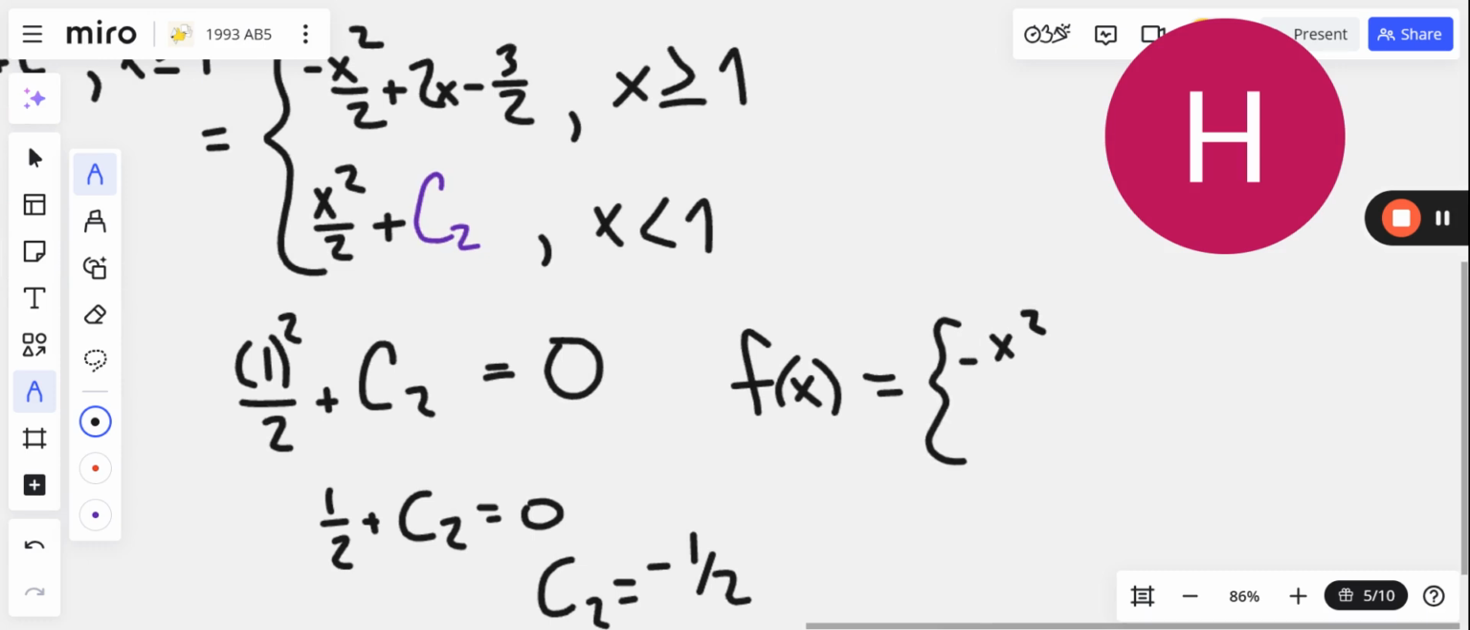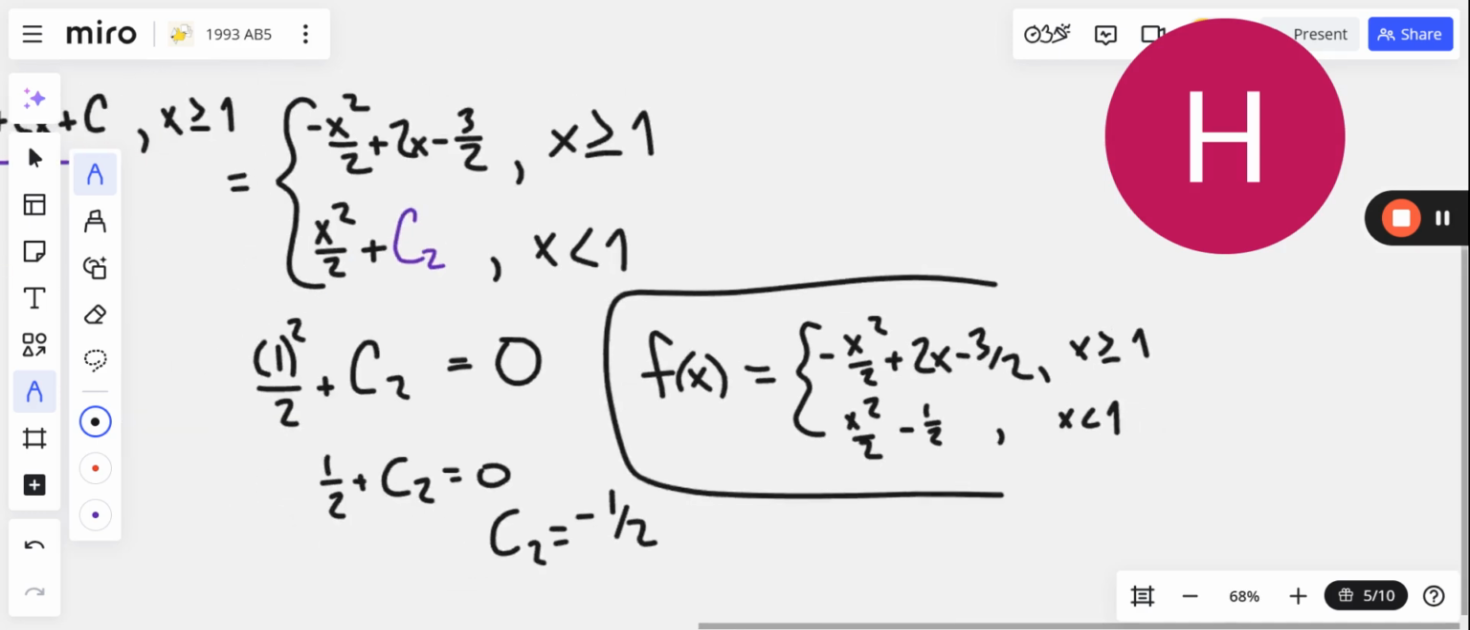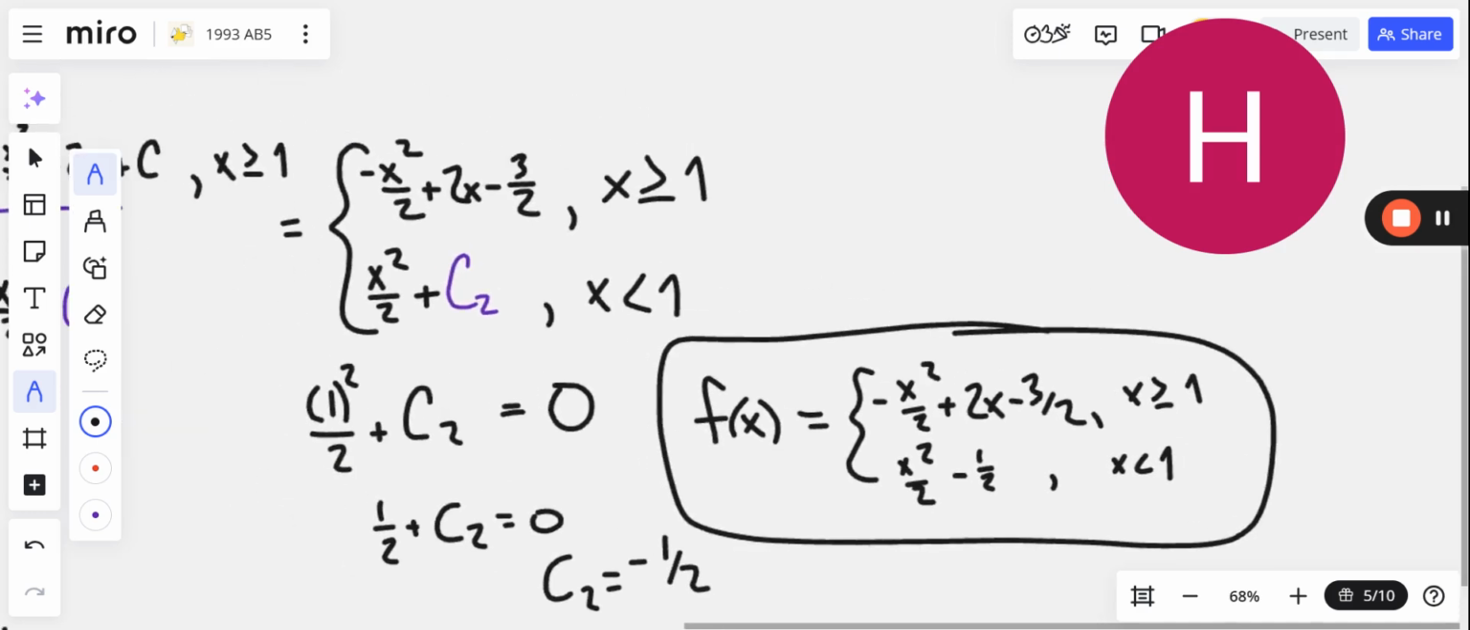negative x squared over 2 plus 2x minus 3/2. That's whenever x is greater than or equal to 1. But if x is less than 1, this is simply going to be x squared over 2 minus 1/2. And there's my expression for f of x. Very nice.